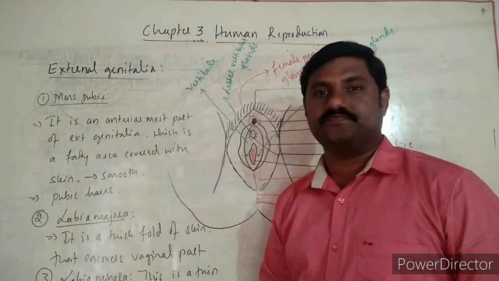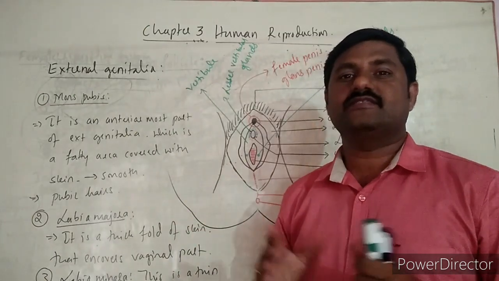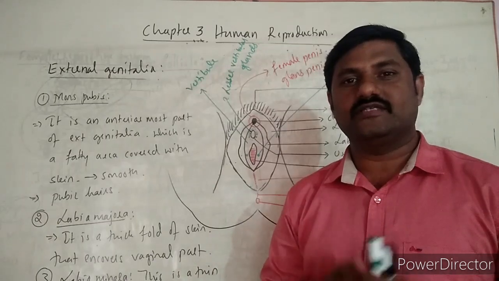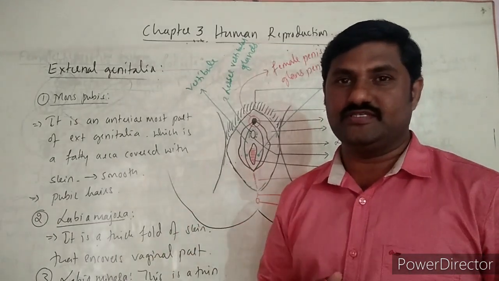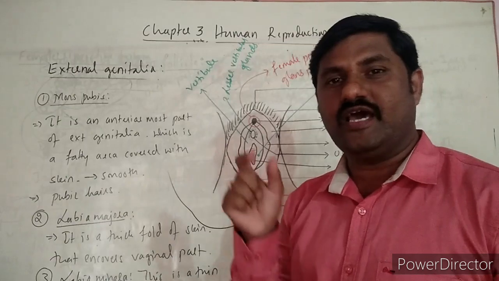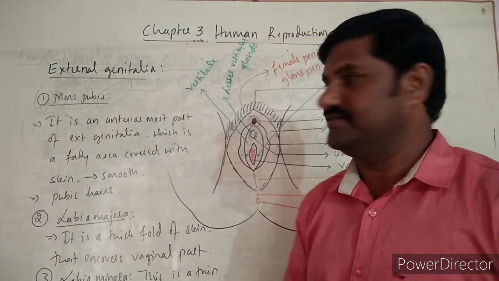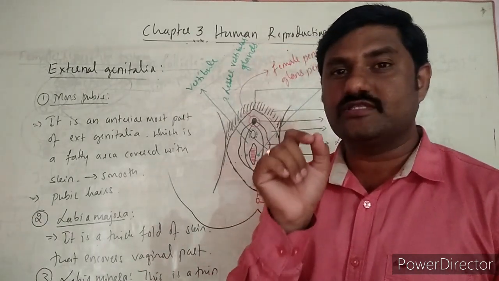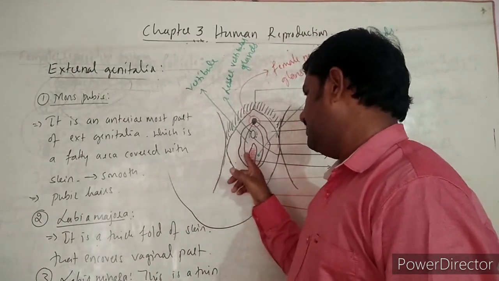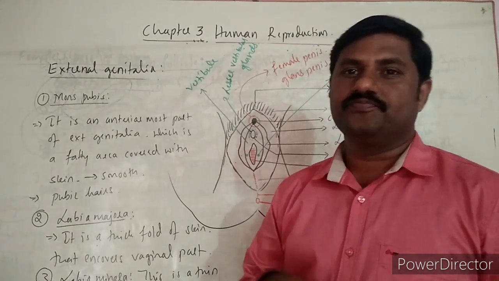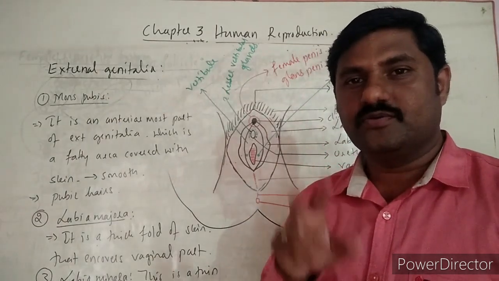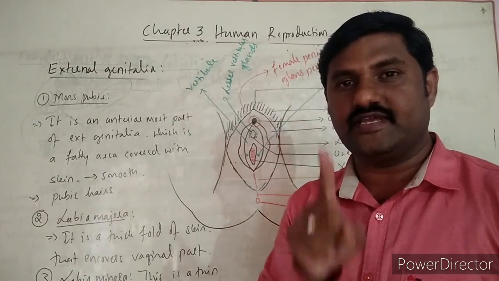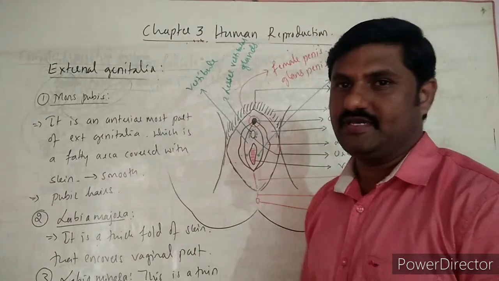So in females, the accessory glands are the Bartholin glands. These are called greater vestibular glands. What are these named as? Greater vestibular glands. Lesser vestibular glands are present on either side of the urethral orifice, and on either side of the vaginal orifice a pair of glands are present. They are called Bartholin glands. They are the accessory glands in case of females.